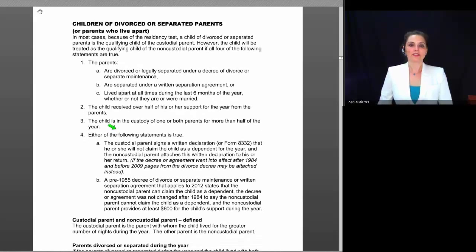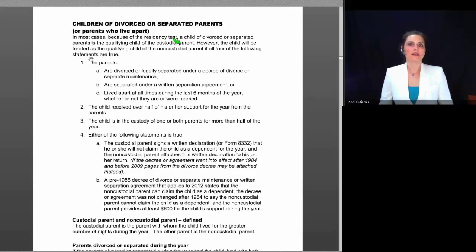Children of divorced or separated parents, or for parents that lived apart, in most cases, because of the residency test, a child of divorced or separated parents is the qualifying child of the custodial parent. However, the child will be treated as the qualifying child of the non-custodial parent if all four of the following statements are true. And I do want to point out this word here, non-custodial parent.